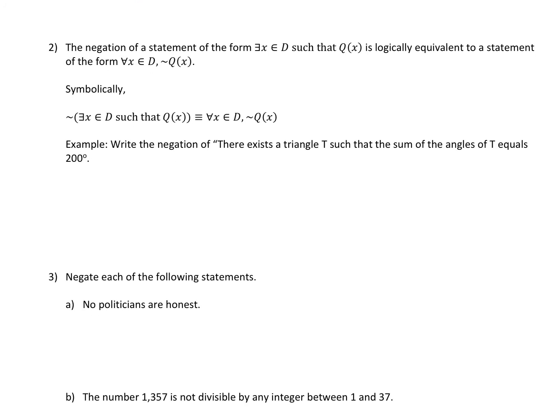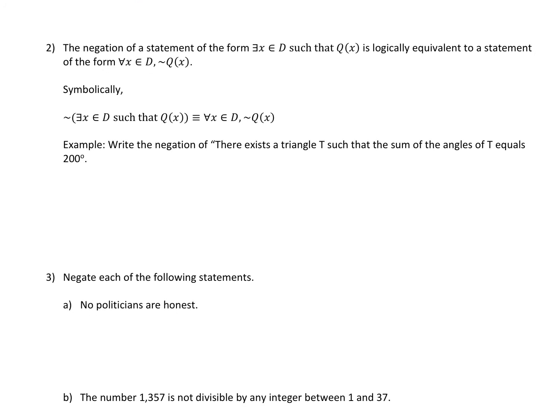All right, let's consider the negation of an existential statement. The negation of a statement of the form there exists an x in D such that Q of x is logically equivalent to a statement of the form for all x in D, not Q of x. So the negation of an existential is a universal. Symbolically, not there exists an x in D such that Q of x is logically equivalent to for all x in D, not Q of x.